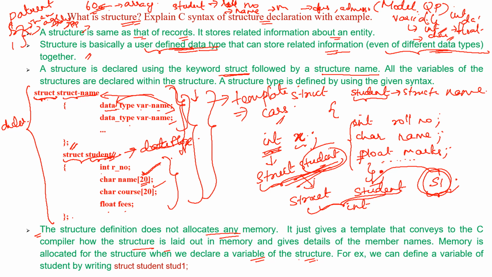So this is your variable of the structure struct student. Are you able to understand? Okay. So for example, we can define a variable of student by writing, see here, this becomes the data type, struct student stud1. So stud1 becomes your variable. So now the memory will be allocated. I hope you are able to understand this.